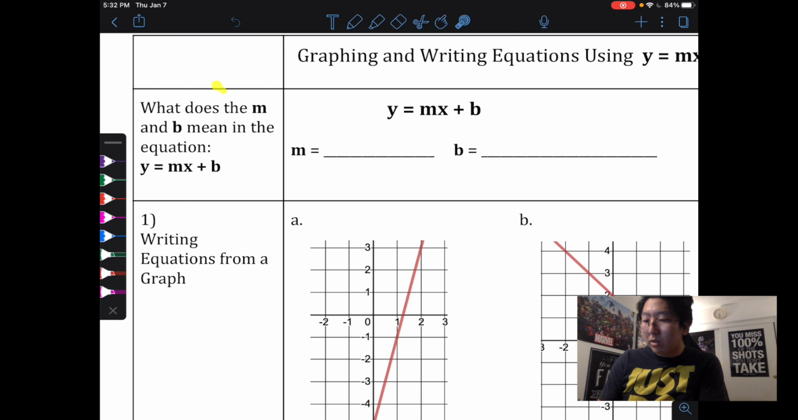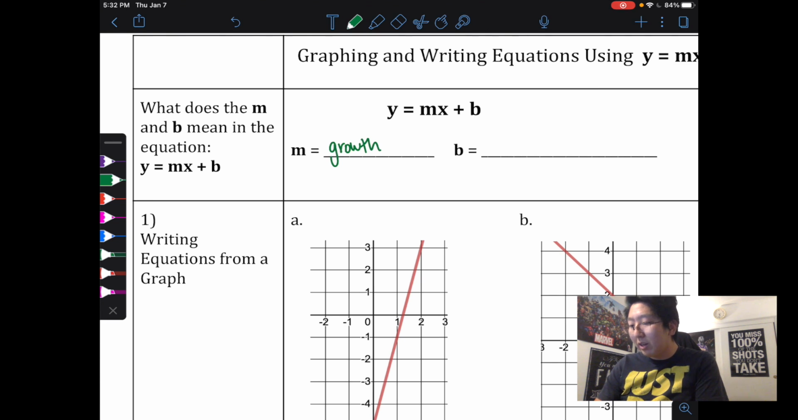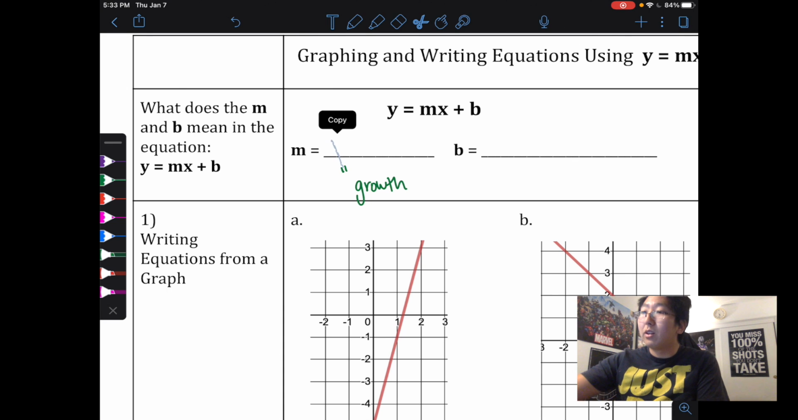So two questions. What does m mean and what does b mean in the equation y equals mx plus b? Well, by now I have said it probably a million times. M stands for growth, or really how it's changing, right? So I'm going to start saying change. How is it changing?